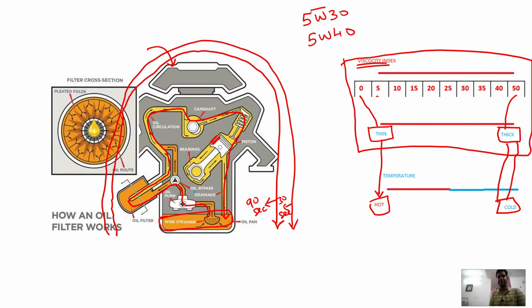Here W stands for winter. Winter is not for us actually, winter is for the oil. So for oil, what is winter? It is nothing but you have parked your car yesterday night and today morning you have to start the car, which means that the oil is going to be completely cold. That is what the winter measures here.